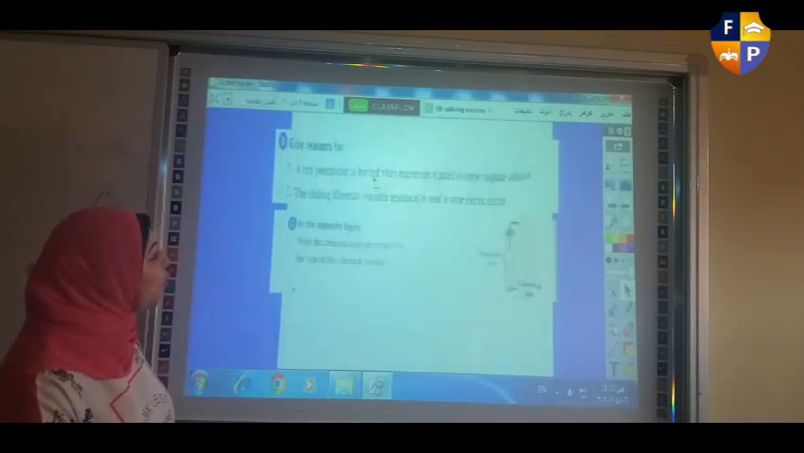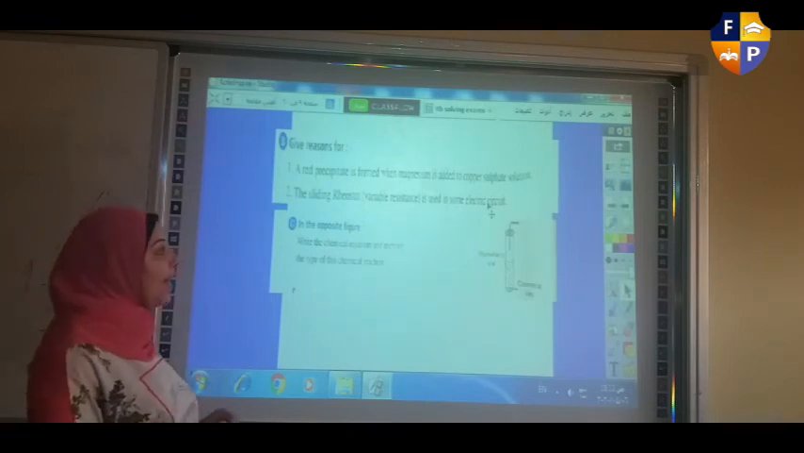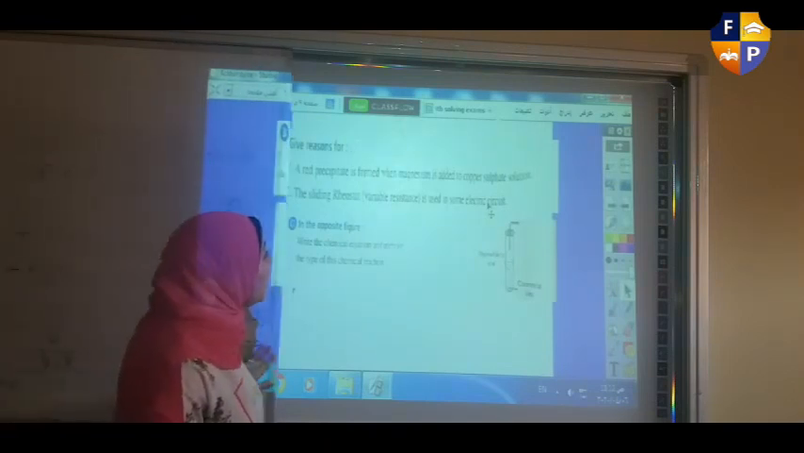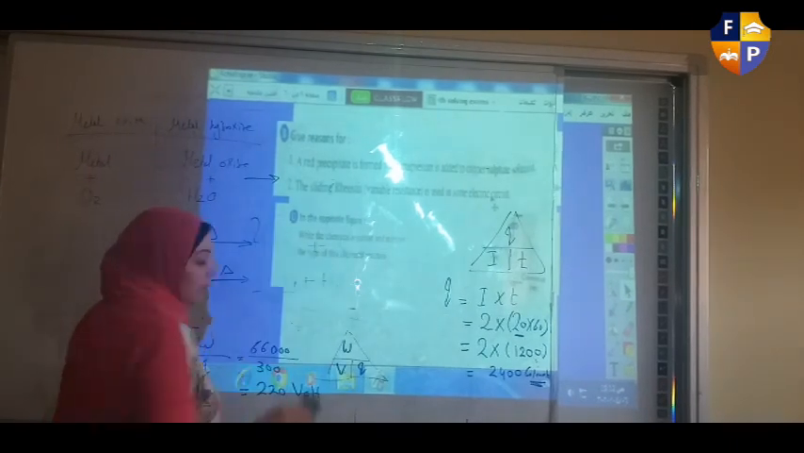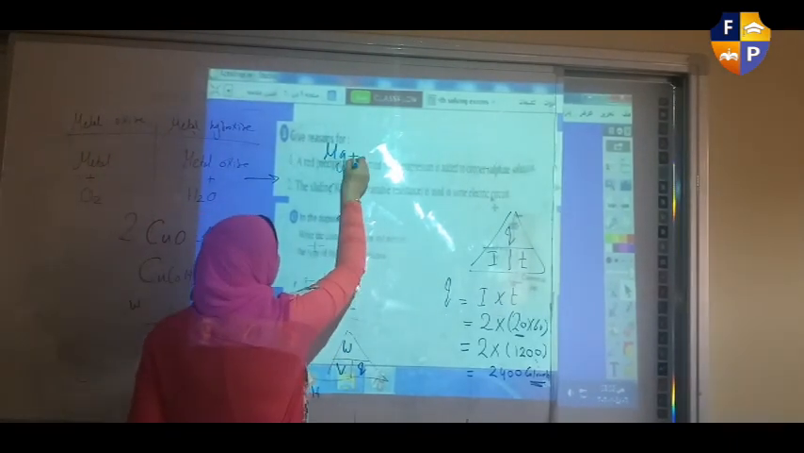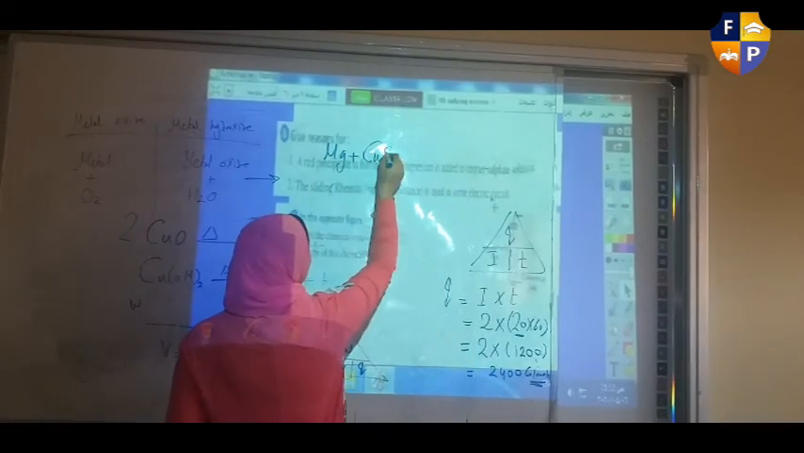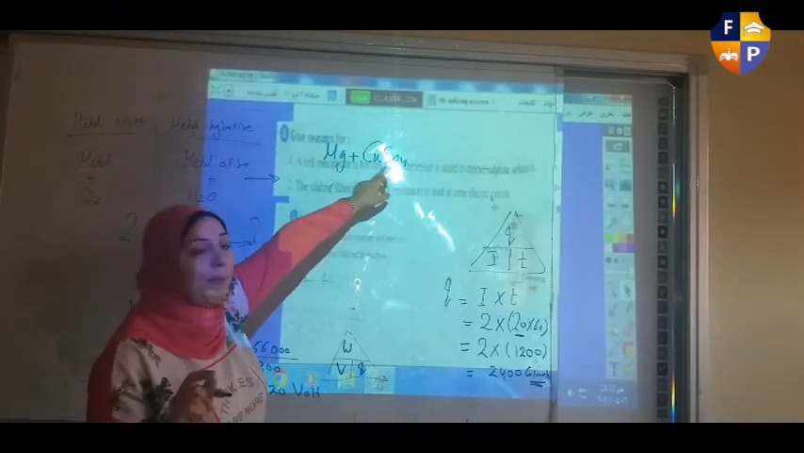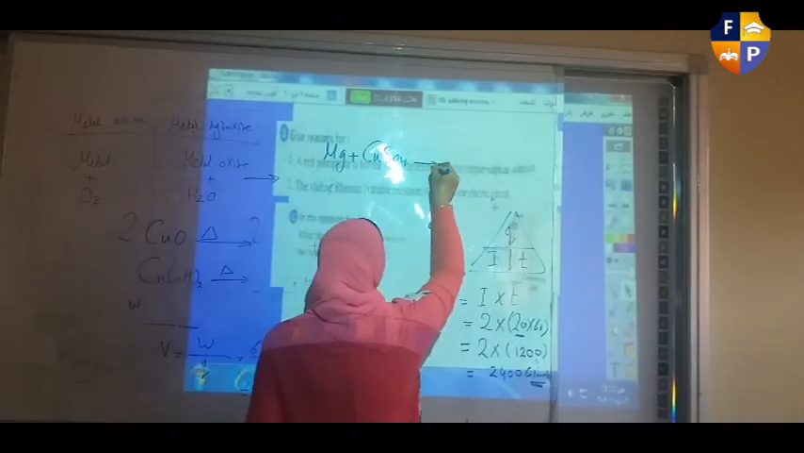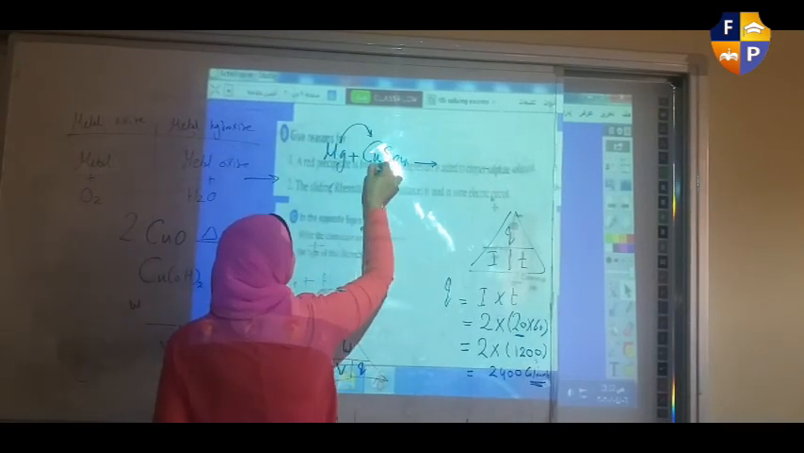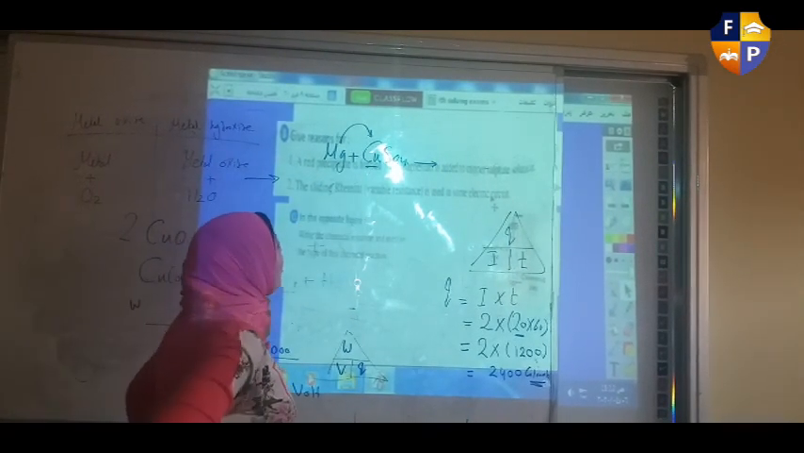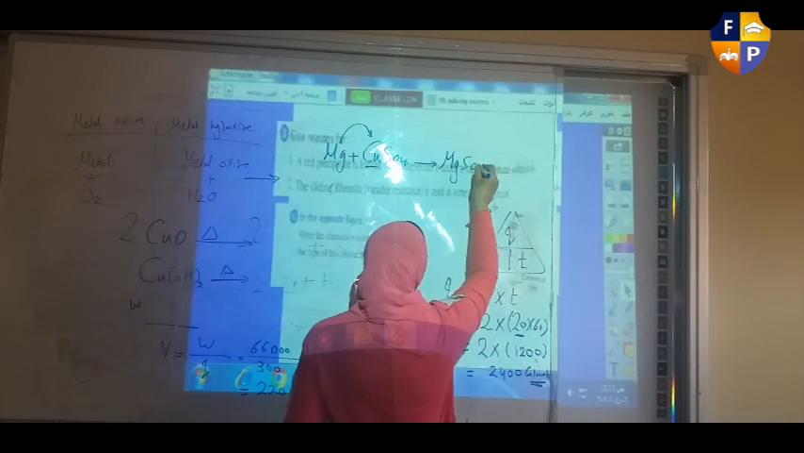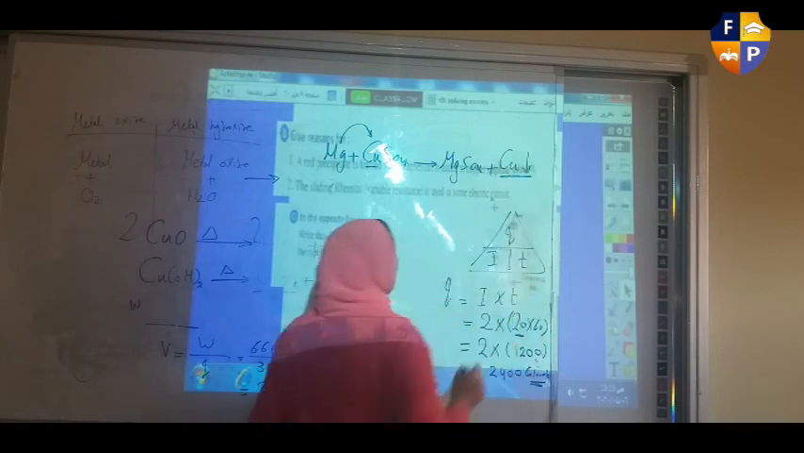A red precipitate is formed when magnesium is added to copper sulfate solution. A red precipitate is formed when magnesium is added to copper sulfate solution, as magnesium is an element. Yes, magnesium is an element, which is called Mg, added to copper sulfate, which is CuSO4. Can you tell me what is the color of copper sulfate? Yes, it is blue. Okay. What happens? Magnesium is more active than copper in the chemical activity series, so it replaces copper in its solution, forming magnesium sulfate and copper precipitate, which carries a red color.